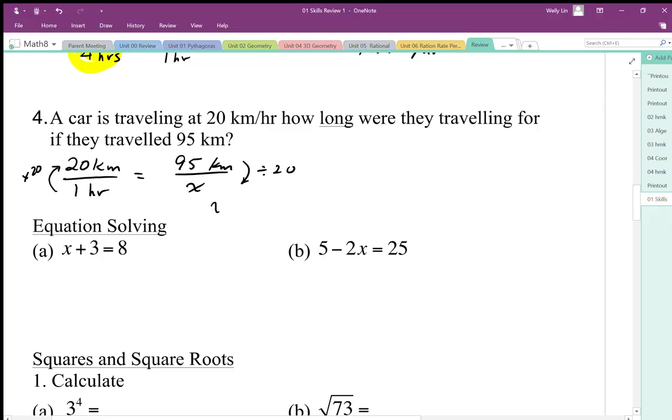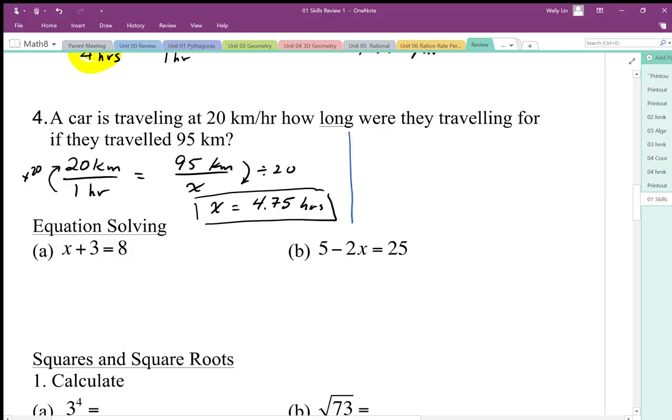Now, when we do this, we get x is equal to 95 divided by 20, which is going to be 4.75. And just double checking that. Yeah, 4.75 is going to be the hours in this case. So using this calculation, this proportional equation, we can get the time that they're traveling for at that rate. So that's one way we could do it. We could set it up as a proportional equation.